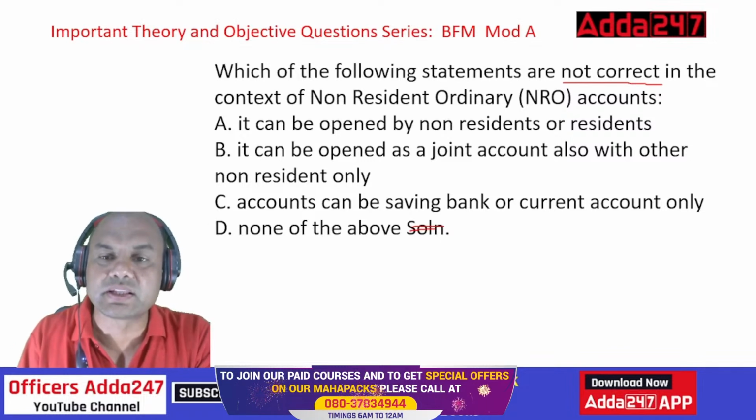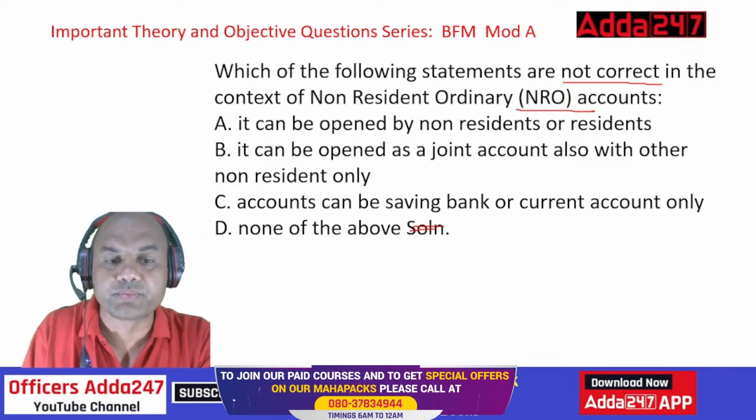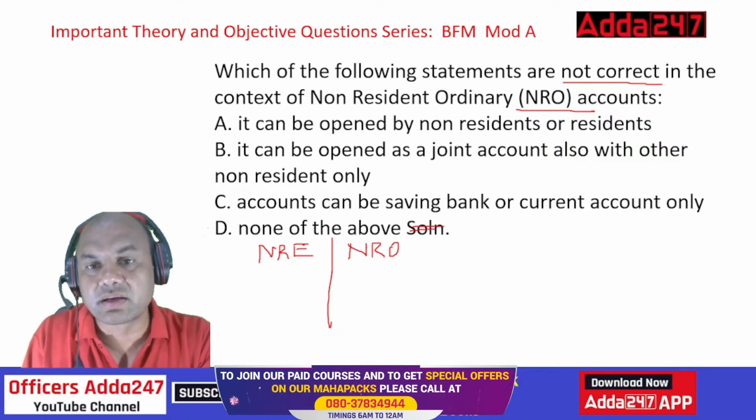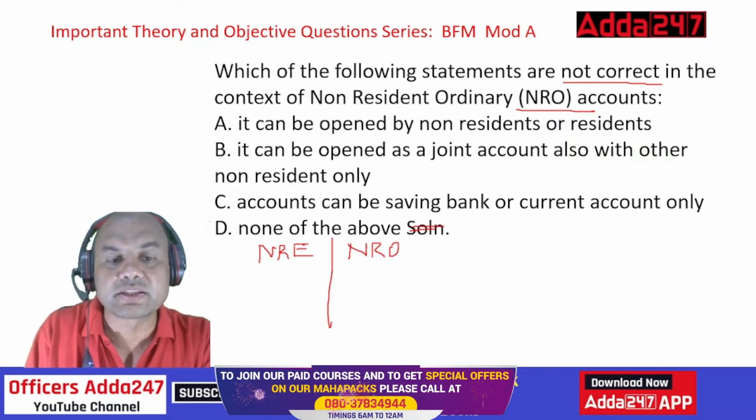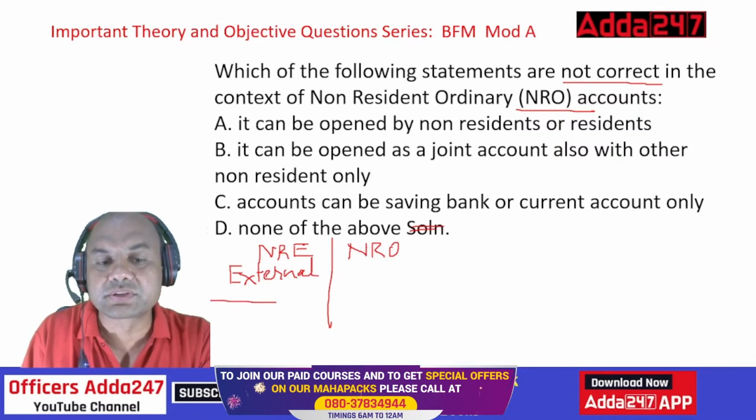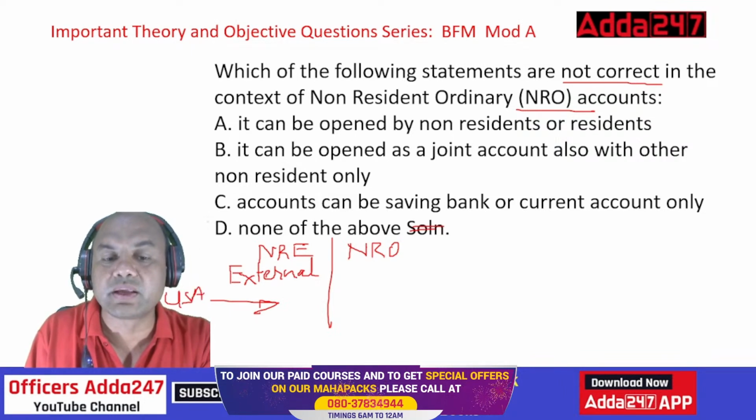Yes, it is NRO. Firstly, what is NRO account? See, there are two types of accounts. Always remember NRE and NRO. There are actually more than two, but I am telling you for comparison. NRE is non-resident external, and NRO is non-resident ordinary. External means the money comes over here from outside. Money comes from outside, USA, let's say. Money comes from USA into India, into that account. That is known as external.